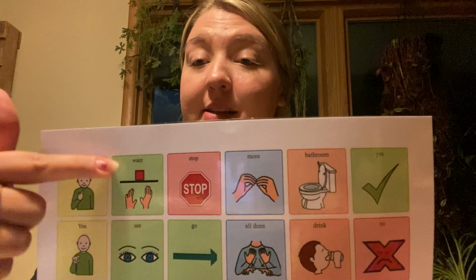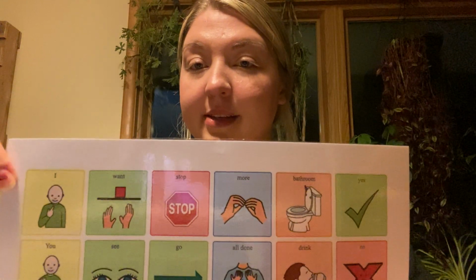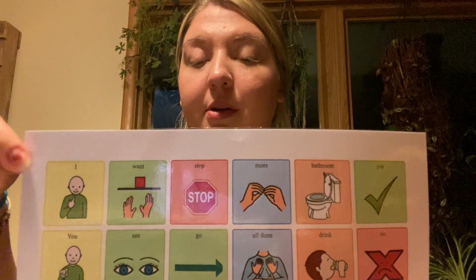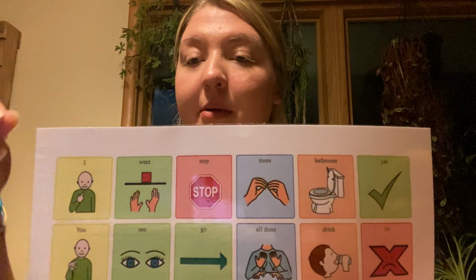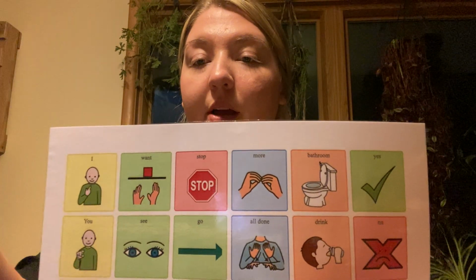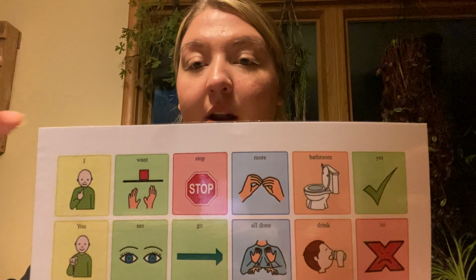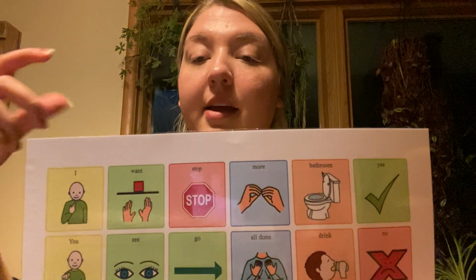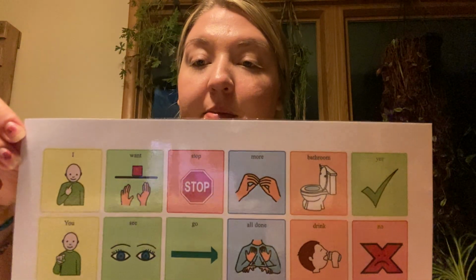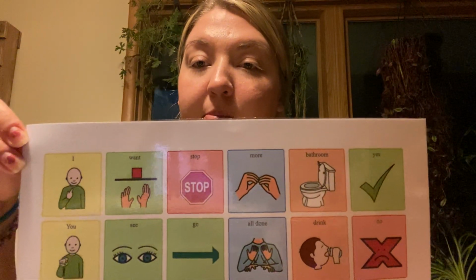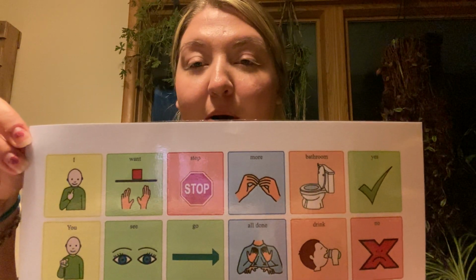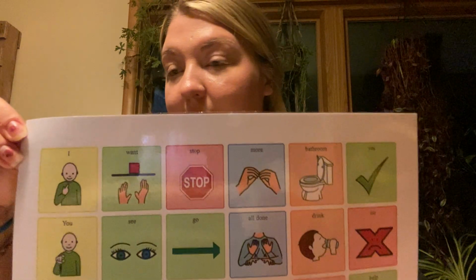You could also cut these out and have them as individual pieces and use a Velcro strip. And so what they would have to do then is grab each individual piece. So they would grab I, then they'd grab want, and then you could have a picture of the specific snack. So they could say, I want cereal. That gives them the option to communicate with you in their own way, and they're still being independent and being part of the snack time routine.